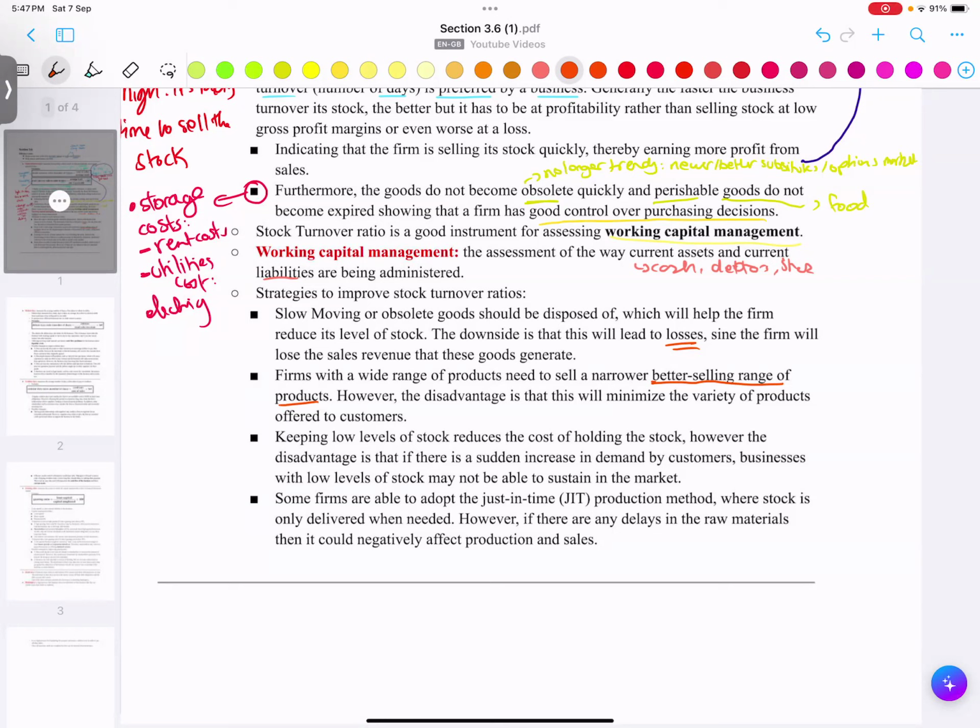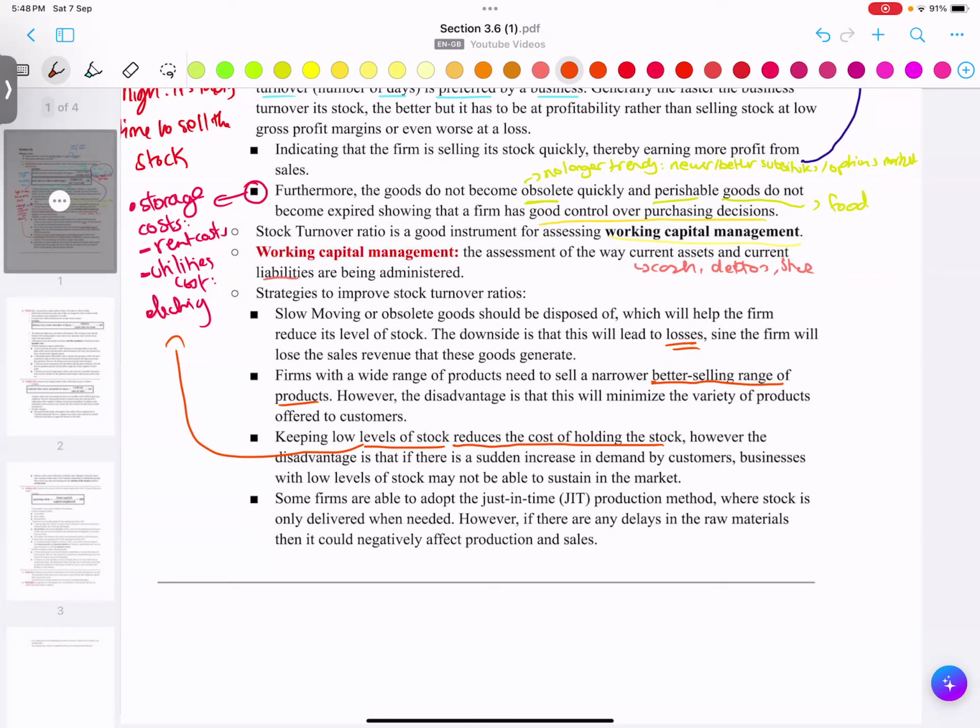Now, another thing they could do is keep low levels of stock. So that would reduce the cost of holding the stock. I talked about that here. However, the disadvantage is that if there is a sudden increase in demand by customers, businesses with low levels of stock may not be able to sustain in the market. Meaning they have low levels of stock, they only get the stock when they need to sell it. But sometimes there might be a really high demand in the market because things get trendy in the market.